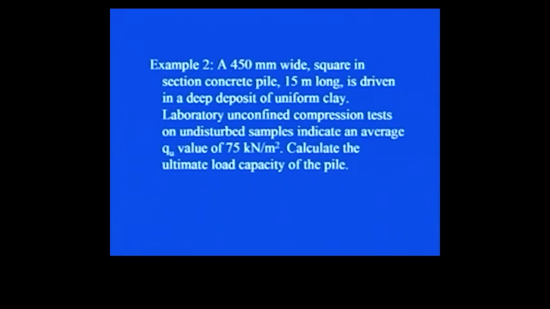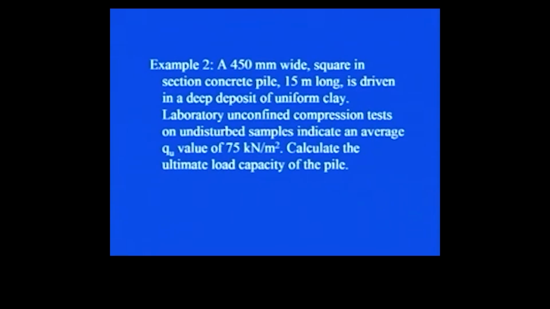Here in the earlier case it was 300 mm diameter, however, in this case it is a 450 mm wide square-section concrete pile, 15 meter long, driven in a deep deposit of uniform clay. Here it is clay, not the sand. Laboratory unconfined compression tests on undisturbed samples indicate an average Qu value of 75 kilonewton per meter square. Calculate the ultimate load capacity of the pile.